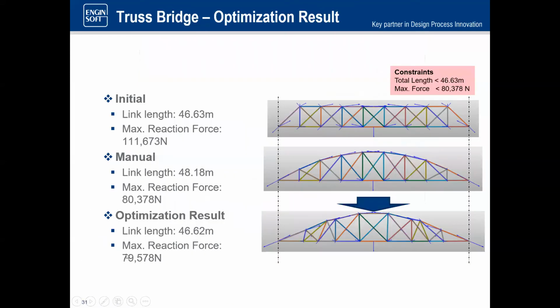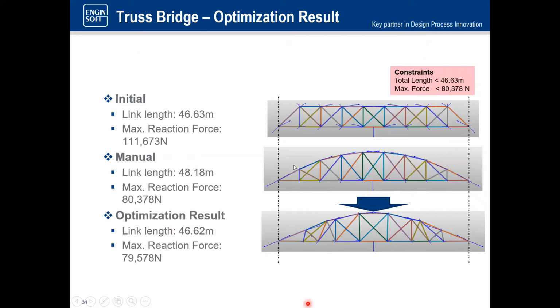Okay, so this is showing what happened. The top diagram is showing the initial bridge. And you can see this flat profile and so forth. The length of all the links is 46.63 meters. The maximum reaction force is 111,000, way beyond our target goal of the 80,378.